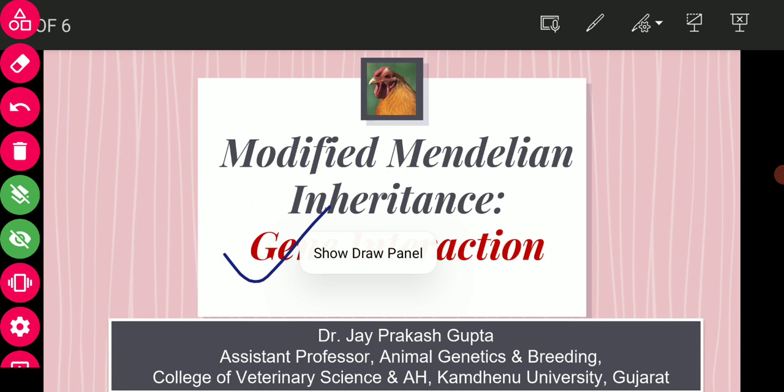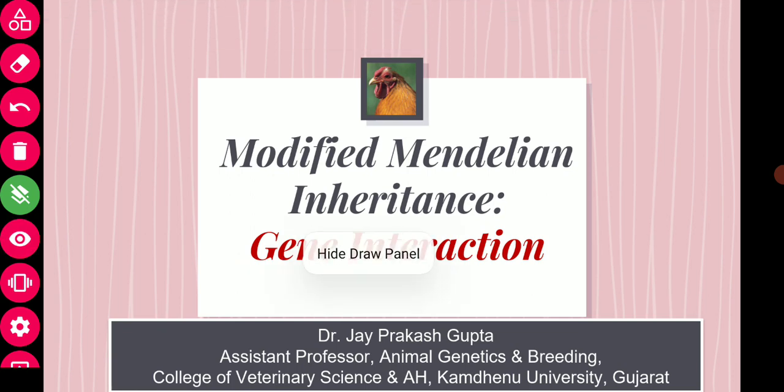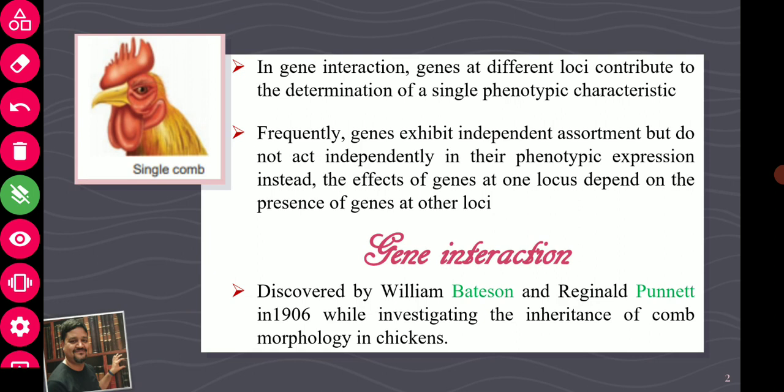Gene interaction. So, what is gene interaction? In gene interaction, the genes which are present on different loci will be interacting with each other and they will contribute to the determination of a single phenotypic characteristic. So, for controlling one characteristic, genes or alleles present at different loci will be interacting with each other.